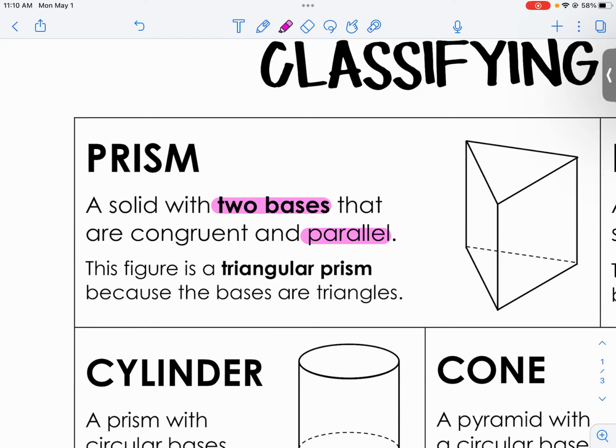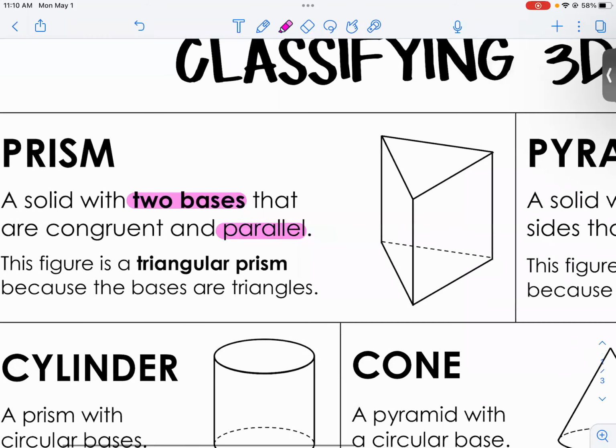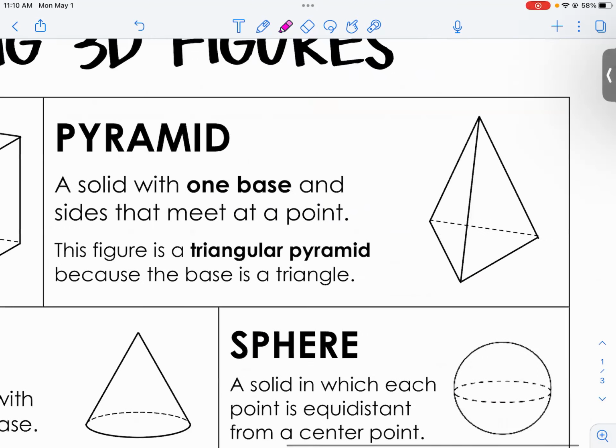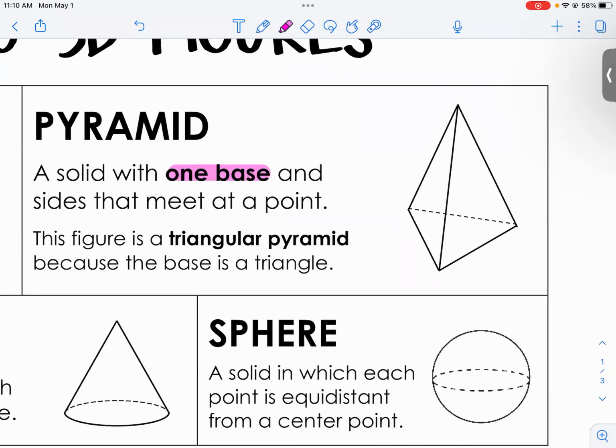Okay. Versus a pyramid where we have one base and then all of the other sides meet up here at a point. So we have a bunch of triangular sides, and then we would call this a triangular pyramid because we have a triangle on the bottom. Well, we'll talk about it.